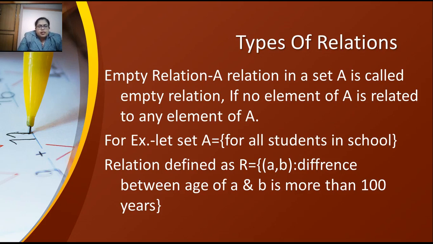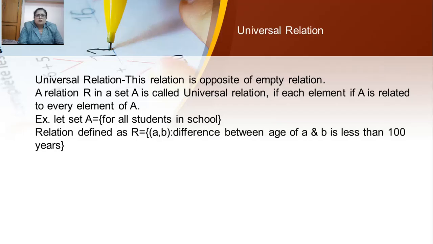For example, let me define a set A equal to all students in a school, and a relation defined as R equal to {(a, b): the difference between the ages of a and b is more than 100 years}. In a school this is not possible, because if we choose a student of nursery class and a student of 12th class, the difference between their ages is never more than 100 years. So this is an example of an empty relation.